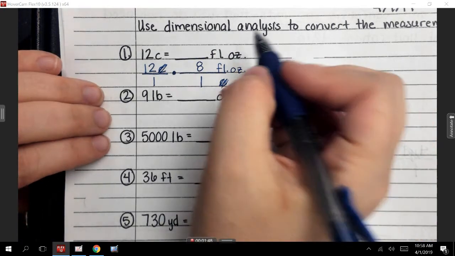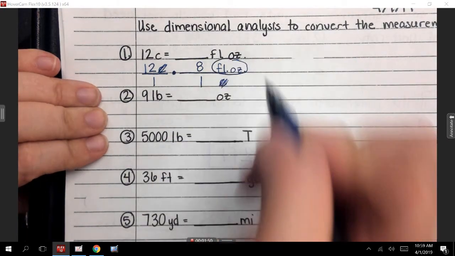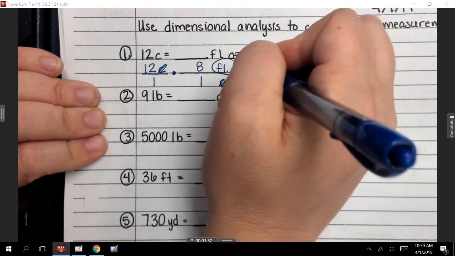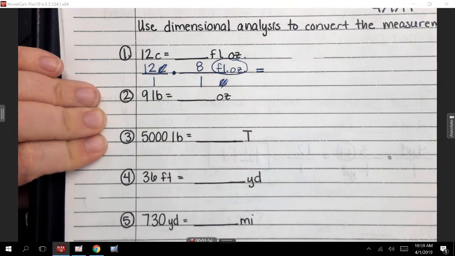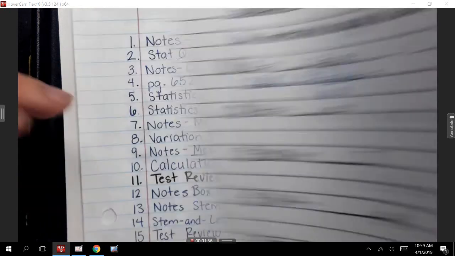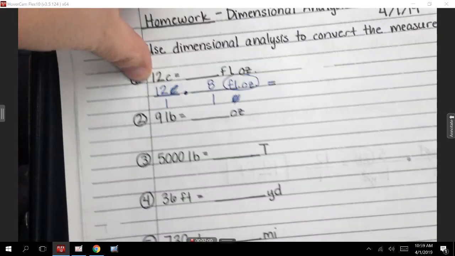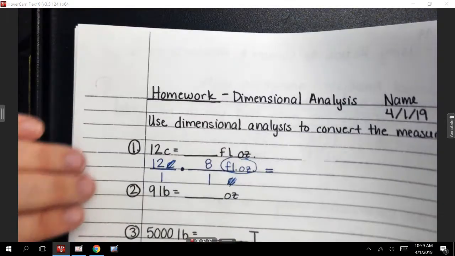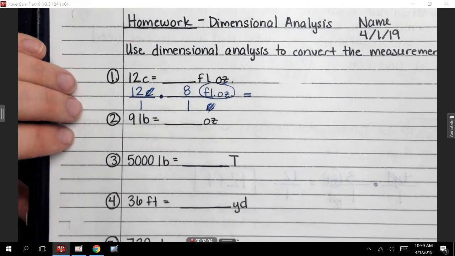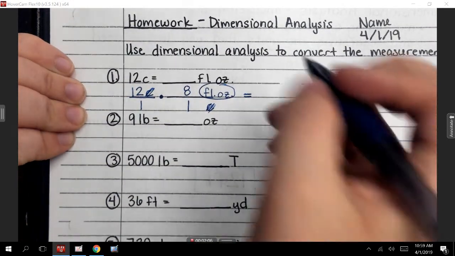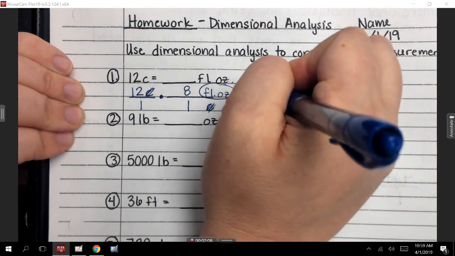And I put down, so I'm going to kind of circle that just to show, hey, that's part of my answer. I think I circled it there at the very end. I kind of snuck that in there. All right. So what do I get on the top? When I multiply on the top, what do I get? Carlos? 96. What do I get on the bottom?